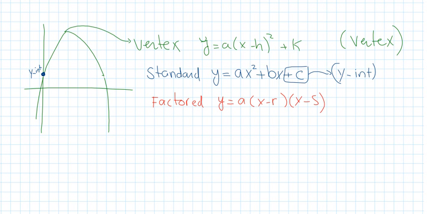So, where are my zeros? What can I find from the factored form? The zeros, which are the x-intercepts as well, right? So I can find these. Okay?